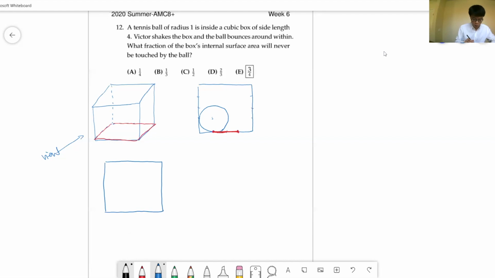If we consider the bottom surface, we see that the area that can be touched will be the center square. Because this is 2, and this whole side length is 4. So the area that can be touched on each face is a 2 by 2 square.